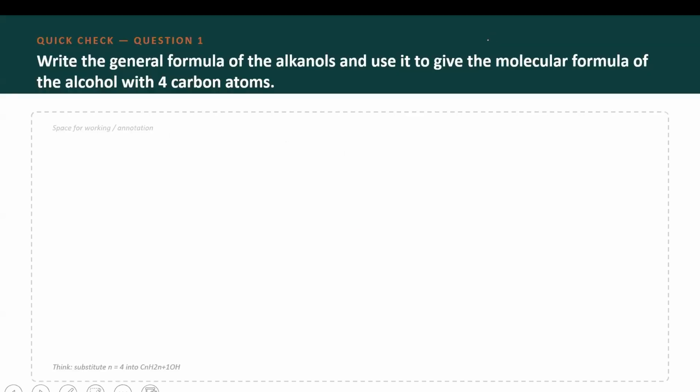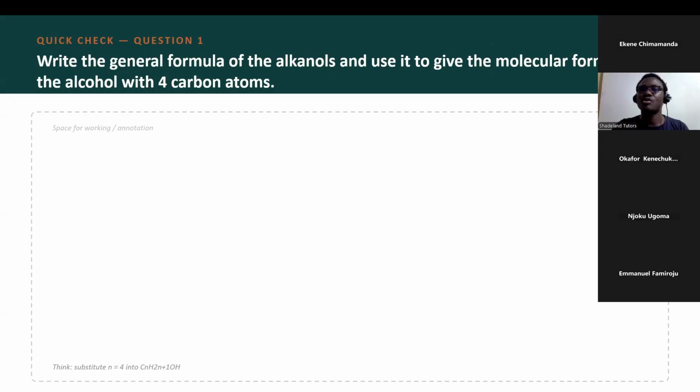Now, I need everybody to do this in their notebooks. Then what is in your notebook, you're going to replicate on my screen. This time around, I'm going to call Ugoma. Ugoma, I want you to answer this. Meanwhile, every other person do yours in your notebook. Ugoma, I need you to do it on the screen.